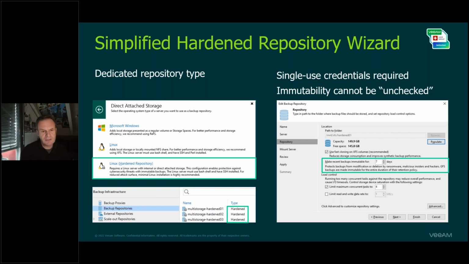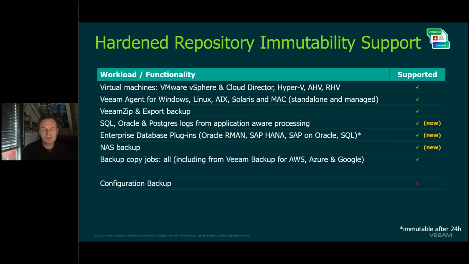So the changes here, look at the left-hand side, is that we have now a special item when you add direct attached storage repository, means you click on Linux hardened, and then you just can enter the number of days you want to make the backups immutable. So you cannot disable or enable it anymore like it was before. And then in the backup repositories overview, the type, you see it's hardened. So it's like a new type. Well, of course, we had that before with version 11, but we improved as well this functionality coming from the customer feedback.